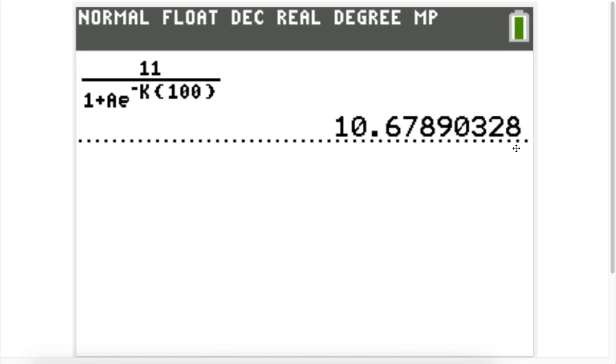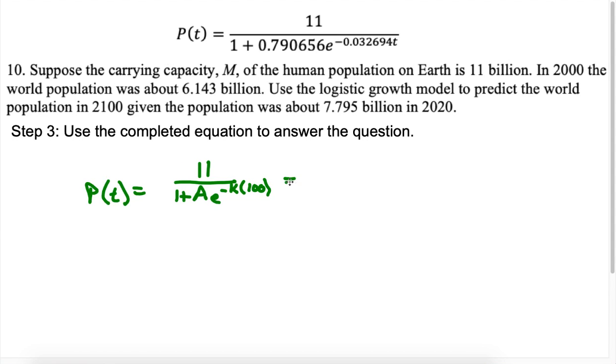10.679 billion. So in this case, we can round this. This is our final answer. We can round this to about 3 decimal places. So what was that, 10.679? Oops, if I could spell, that would help. And this is actually pretty close to what a lot of experts estimate the world population will be, because we are already starting to see that taper off. We're no longer growing exponentially as a world population.